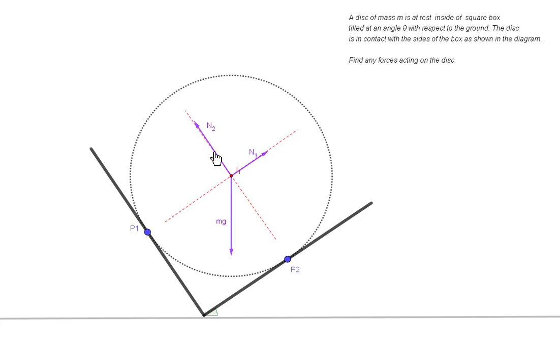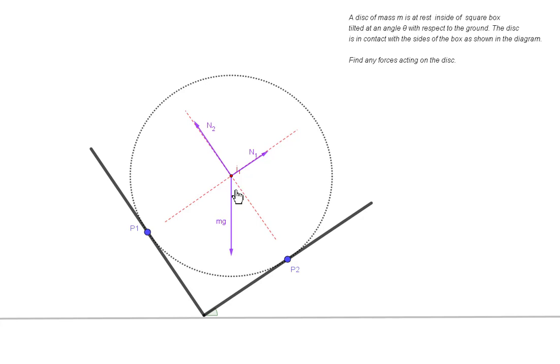And obviously the normal forces are perpendicular to these sides, so N2 is perpendicular to this side, N1 is perpendicular to this side, and so N1 and N2 must also be perpendicular to each other. And as you can probably figure, this is useful because now N1 and N2 both only have one component along each of these axes. We'll call this the x-axis and this the y-axis. And mg now has two components, but we've still simplified things a little bit.